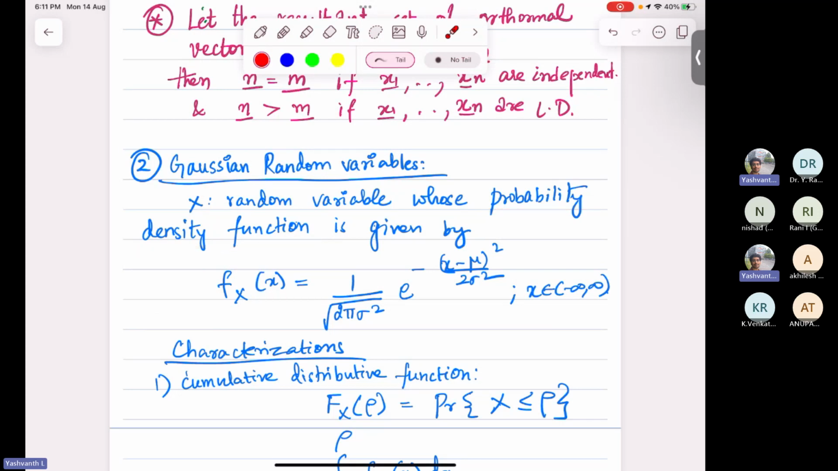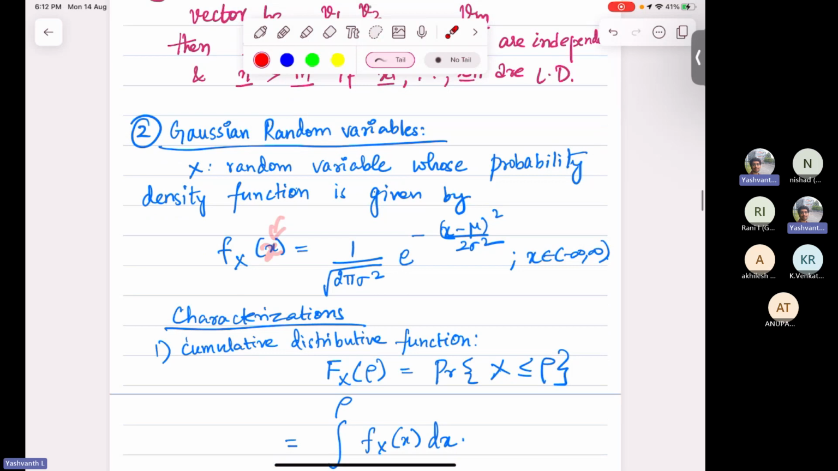What this tells is, roughly, if I say fX of x, the capital X denotes the random variable X, and the small x is the argument of this function. So if you input small x, you get the output as this particular quantity. This function has two parameters, mu and sigma square. It tells with what likelihood I will get a particular number, little x.